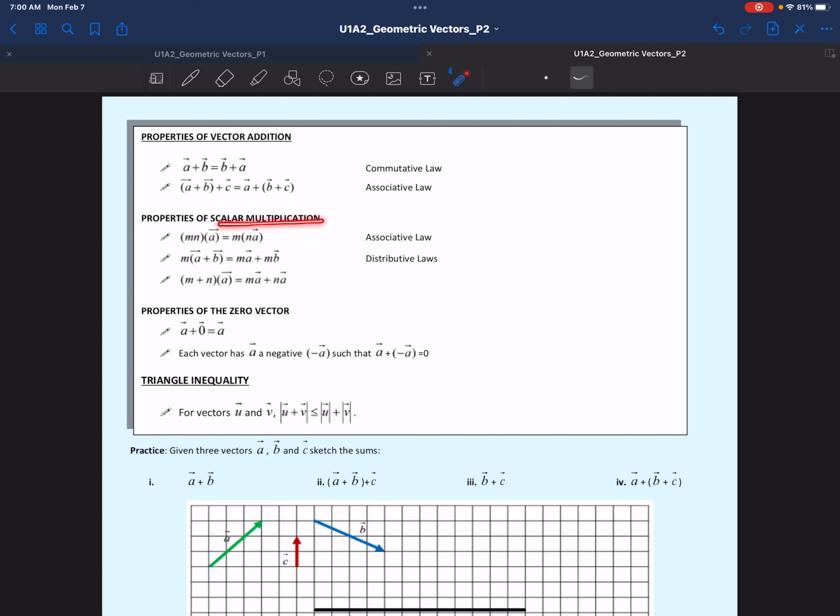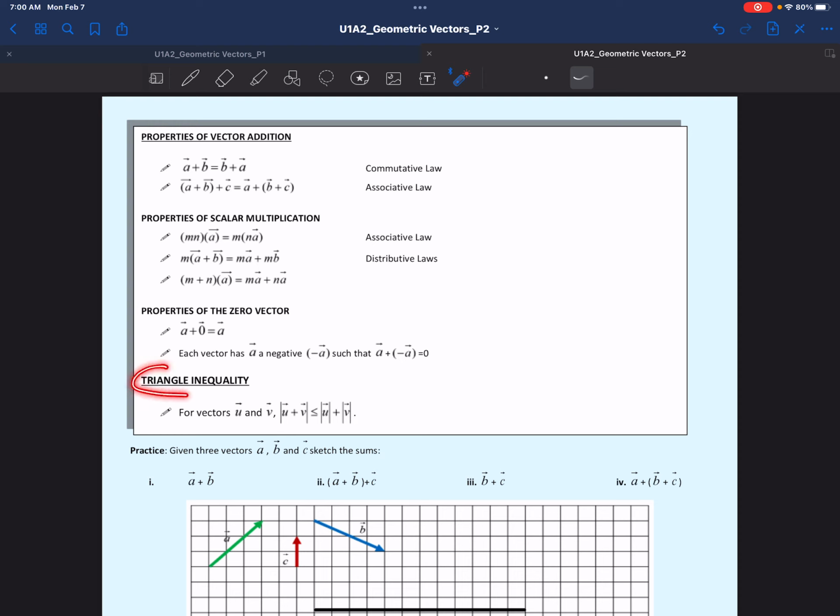This is the properties of scalar multiplication. That's the associative law, which means mn times vector a is m times na. Remember, m and n are scalars. A scalar m times a plus b is ma plus mb. We talked about it at the beginning of the lesson. And m plus n times a is ma plus na. Now, vector a plus 0 equals vector a. We saw that in the first lesson of the unit. Each vector a has a negative or an opposite, negative a, that adds to 0.